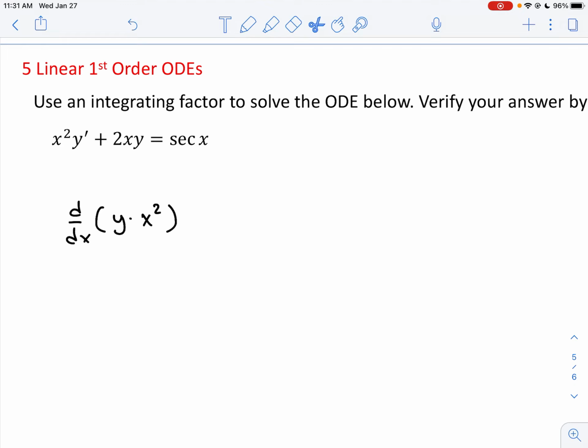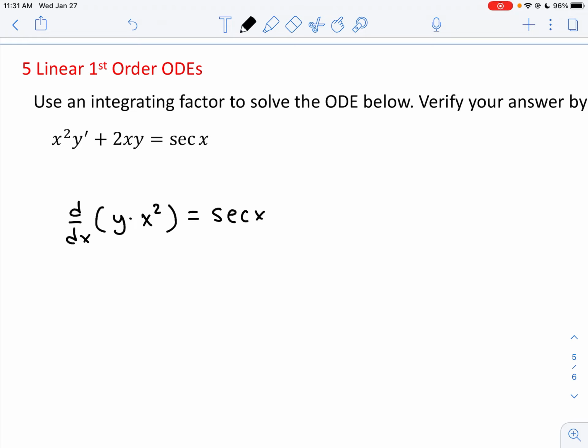Let's just verify that real fast. Using product rule, the derivative of y is y prime, check, times the second, check, plus the first, y, which is there, check, times the derivative of the second, which is 2x, check. So we do definitely recognize that this is already the result of a product rule.